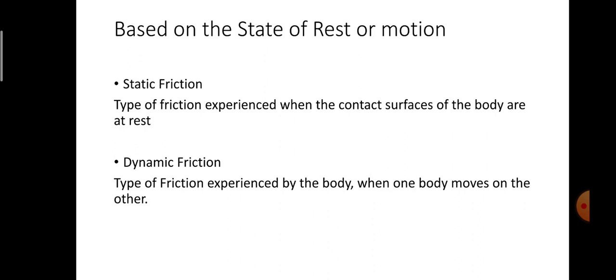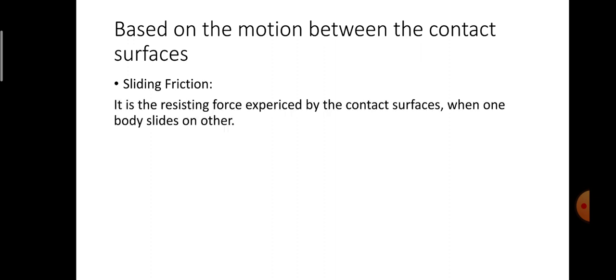Dynamic friction is the type of friction experienced by the body when one body moves on the other. Next is the classification of friction based on the motion between the contact surfaces. This can be further stated as the classification of dynamic friction. Based on this, there are two types. First one is sliding friction.